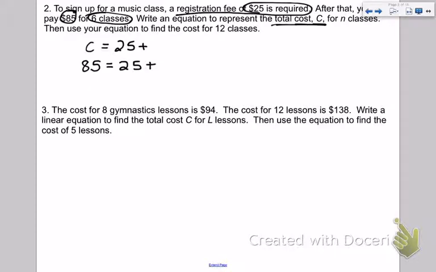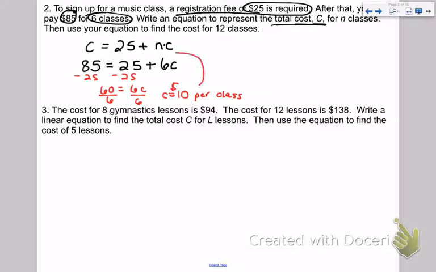Now is where it gets a little tricky because we don't know how much each class costs, but we do know that n is the number of classes, and I'm going to use the little baby c for the cost of each class. So if we have 6 classes, we can plug that in for n, which it tells us, and this second equation is something that we can solve. So let's go ahead and solve it. We're going to subtract 25 from each side. So we get 60 equals 6c, divide both sides by 6. We get c is equal to 10. So what that tells us is it's $10 per class.